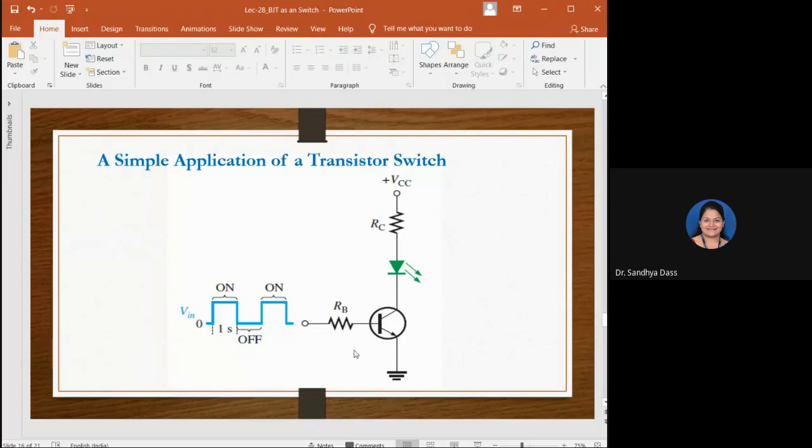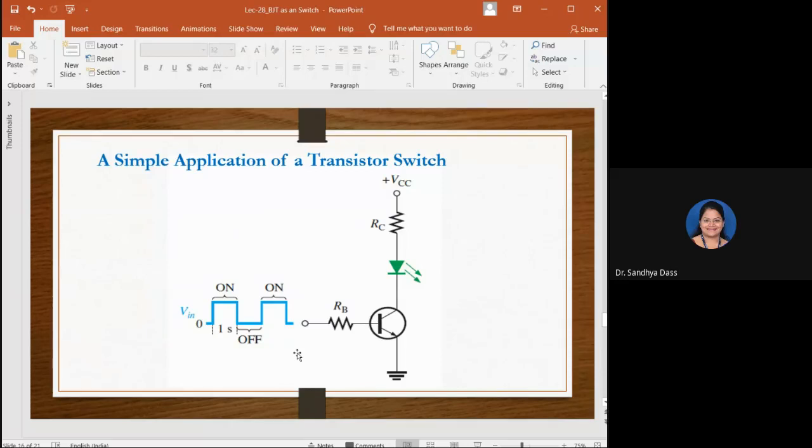Observe here. This is another example where the BJT is used as a switch. All right. Look at the circuit there. Please pay attention quickly. This is the application part. There is an LED which is connected at the collector terminal of the transistor here. And observe the input to the transistor, which is at the base, is a square wave.